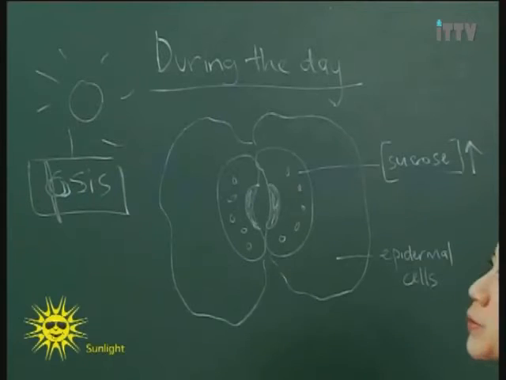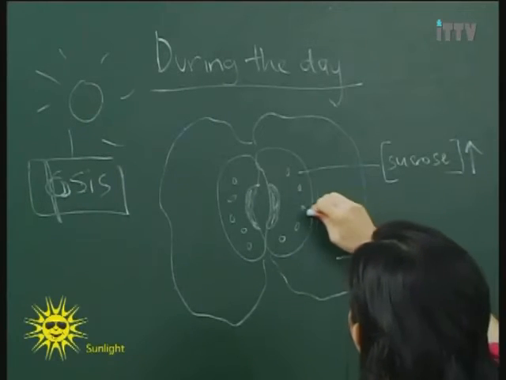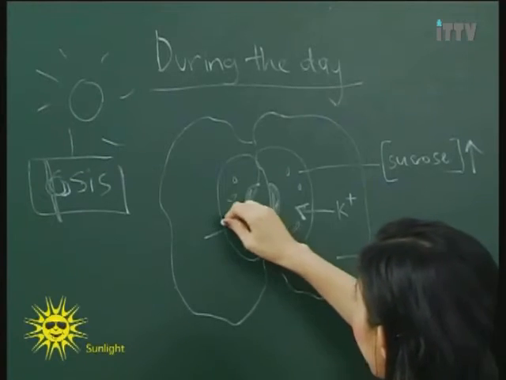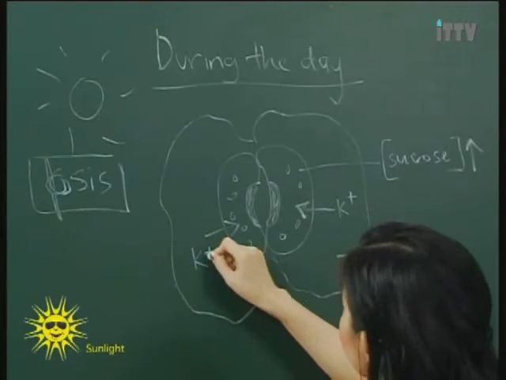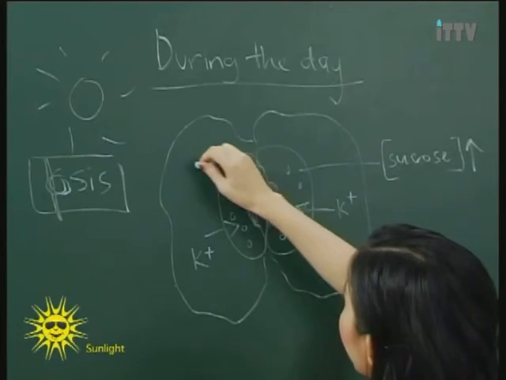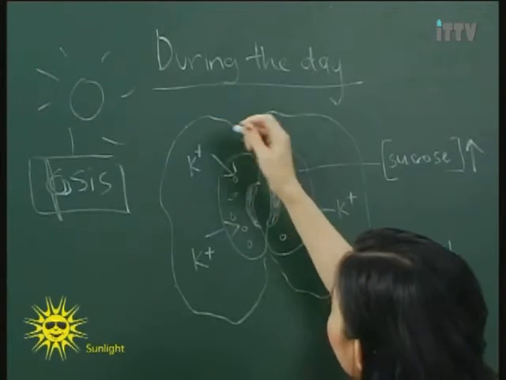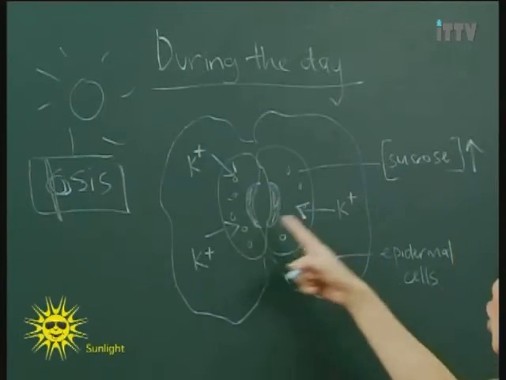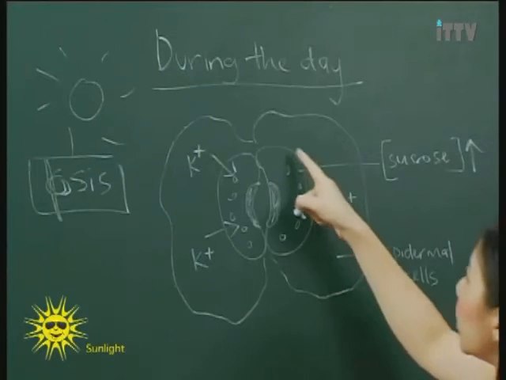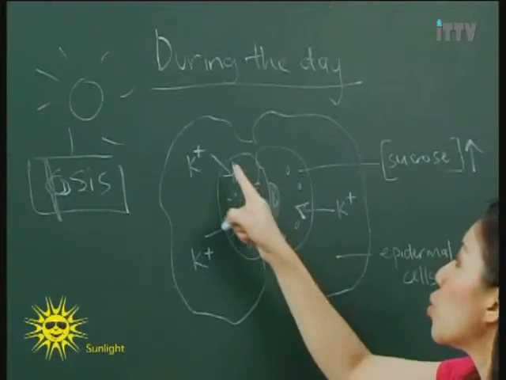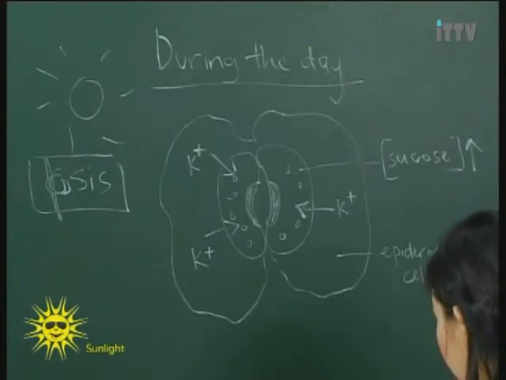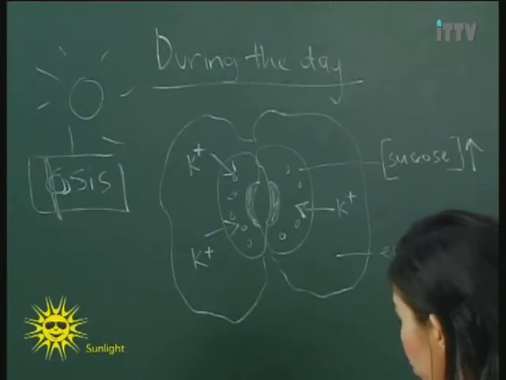Now what happens also is that K plus ions are being pumped into the guard cells from the epidermal cells surrounding the guard cell. So K plus through active transport are being pumped into the guard cells. So what happens will be that it increases the osmotic pressure in the guard cells, and as a result of that, water would actually move in.